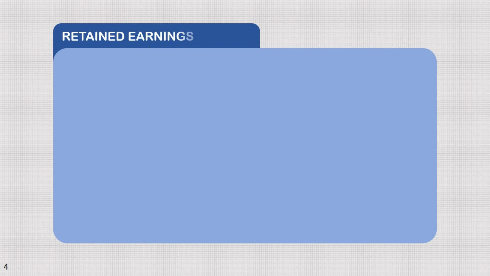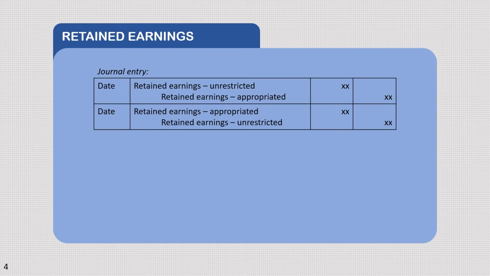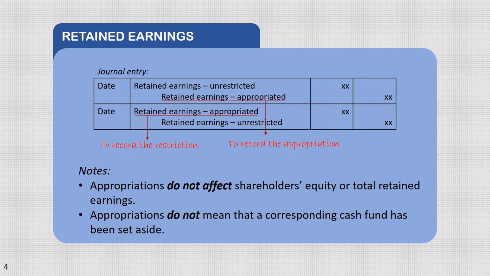First entry, debited ang retained earnings unrestricted and credited ang retained earnings appropriated. This is to record the appropriation. Next, retained earnings appropriated naman ang debited and retained earnings unrestricted naman ang credited. This is to record the restriction. Additional notes, appropriations do not affect shareholders' equity or total retained earnings, and appropriations do not mean that a corresponding cash fund has been set aside.